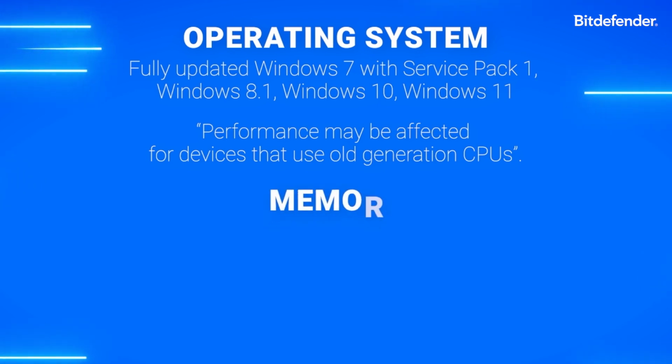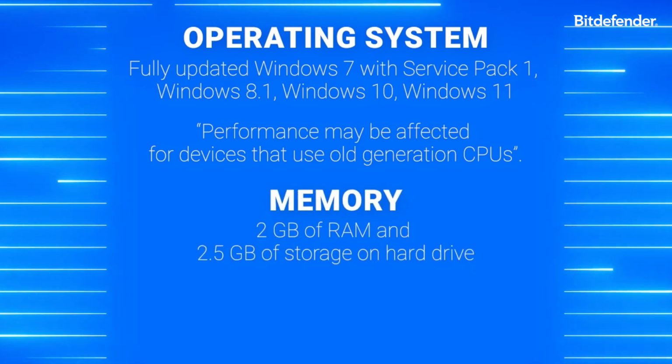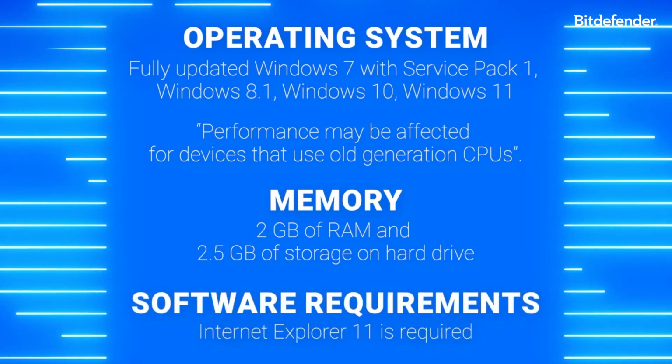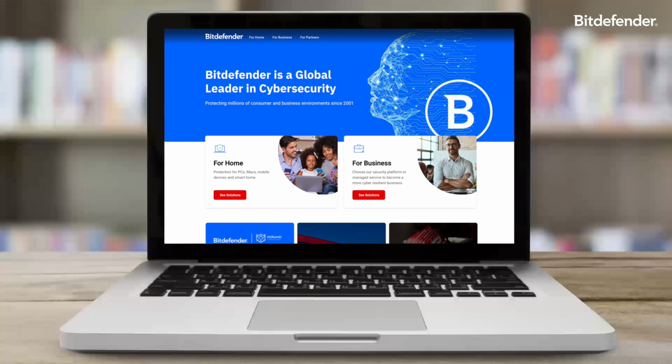A minimum of 2 GB of RAM and 2.5 GB free hard drive space are mandatory. Additionally, Internet Explorer 11 is required. So, let's get started with the basics: how to download and install Bitdefender Antivirus free for Windows.